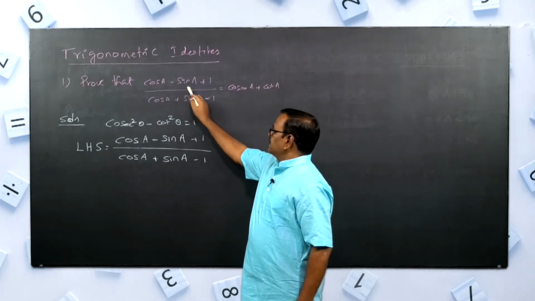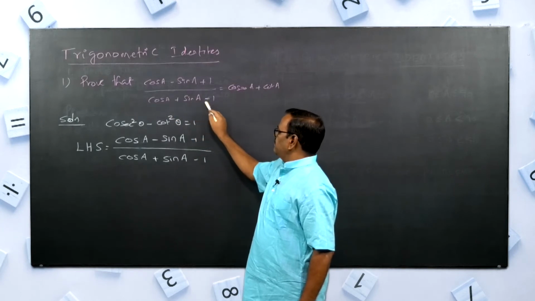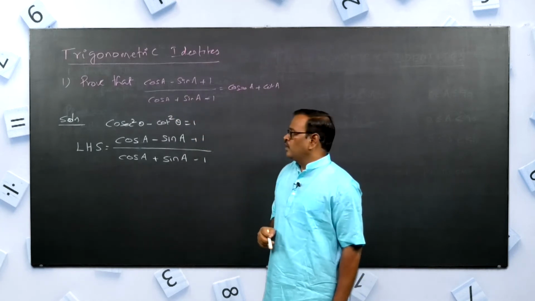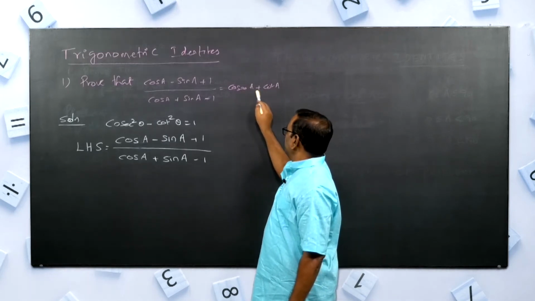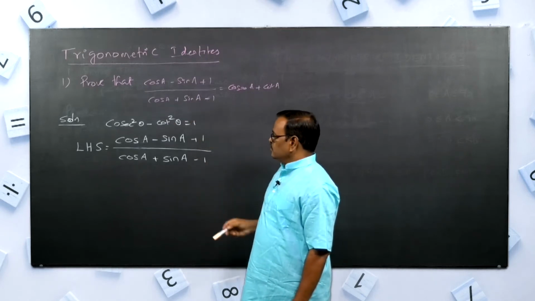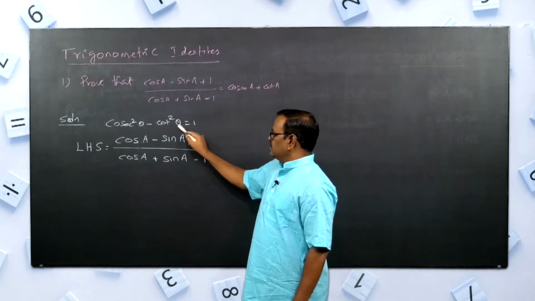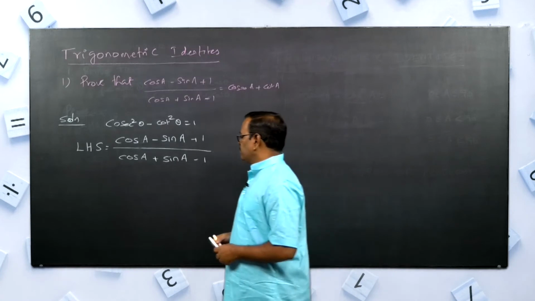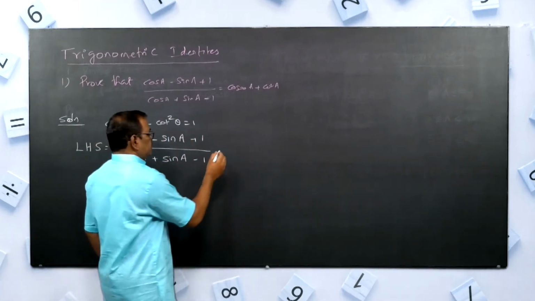Prove that (cos a + sin a − 1)/(cos a − sin a + 1) = cosec a + cot a. How to prove this? But on the right side you have cosecant and cot, and on the left side only cos and sin. So we have to use the identity related to this RHS, cosecant square theta minus cot square theta equals 1. How to apply that identity? That is very important.